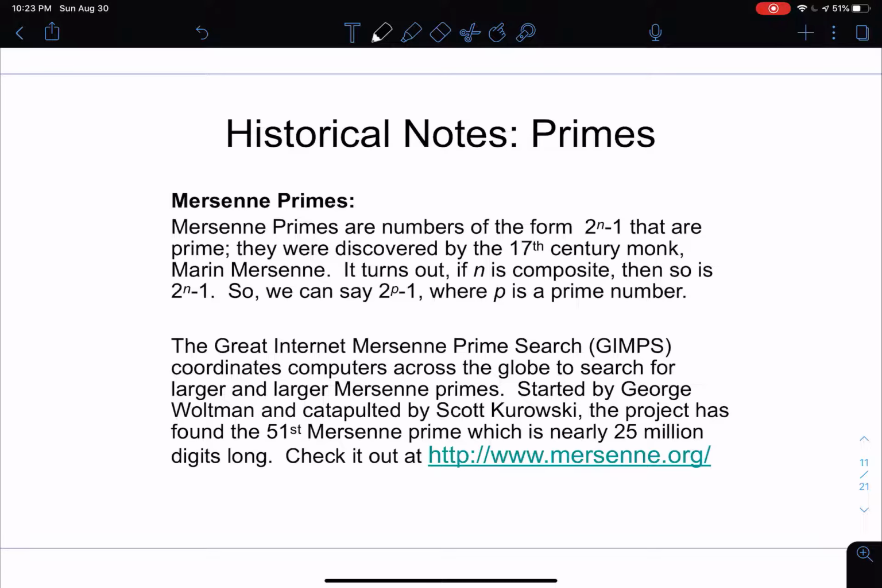This was started by George Woltman, and then Scott Kurowski helped push it forward. I had to update this slide before I started this recording, because the project found the 51st Mersenne prime. The last time I had updated my slides, I think it was at the 49th Mersenne prime. So they found the 51st. That's the latest news, and it has nearly 25 million digits in it. Imagine that, dealing with a prime number. The number itself is not 25 million. It has 25 million digits.